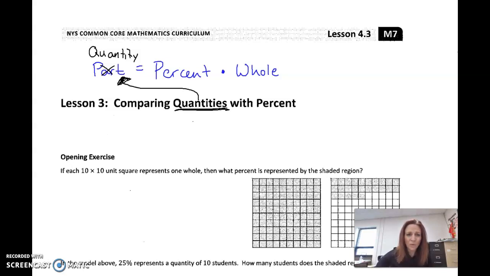A couple other hints I want to give you and one reminder. Let's start with the reminder. Percent means per 100. That's going to come into play in our opening exercise here. Percent means per 100. How many, that quantity is that value, how many are there per 100? And if it's not out of 100, how do we figure that out?